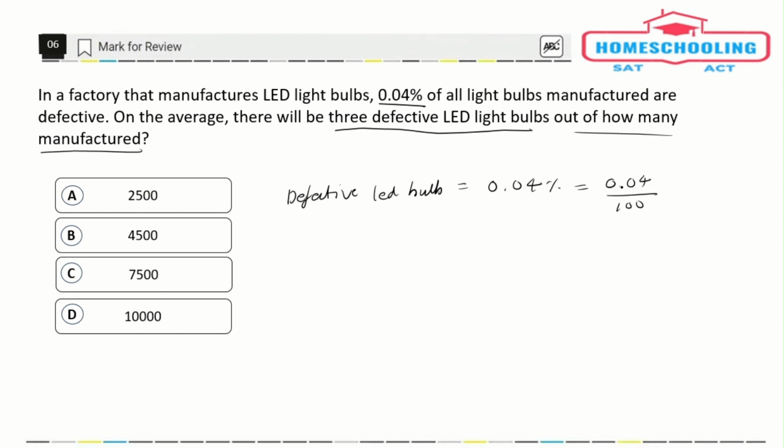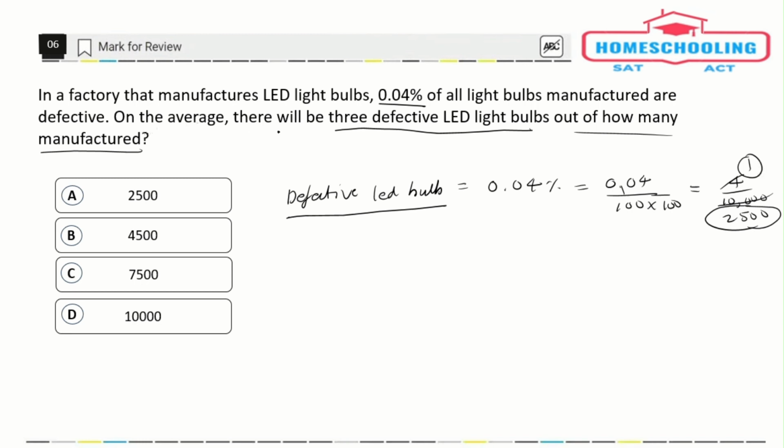Now how are we going to remove this decimal? After the decimal there are 2 digits, so we will divide it by 100. So this one would be 4 by 10,000, or if we further simplify it, that would be 1 by 2500. So from this we can say that we will find one defective LED bulb out of a total 2500 manufactured bulbs.